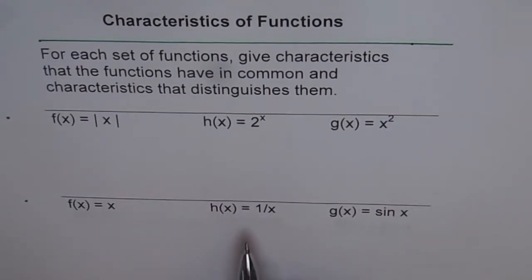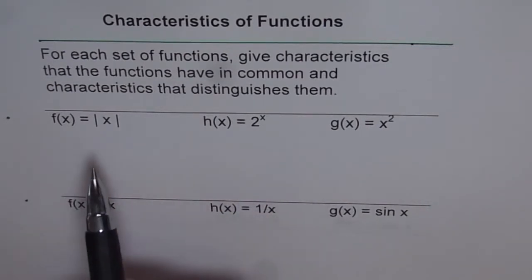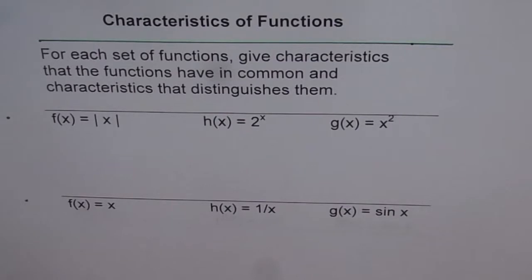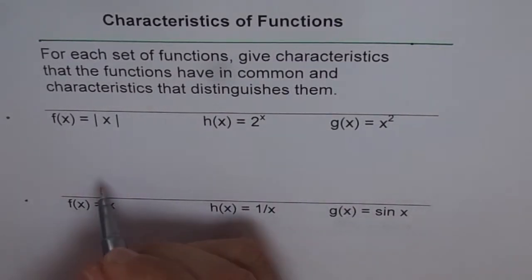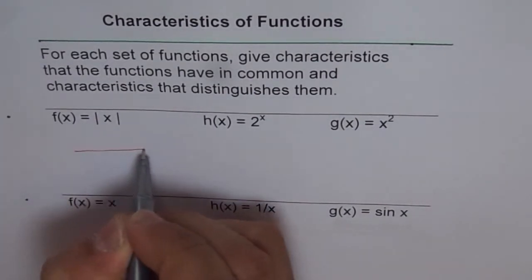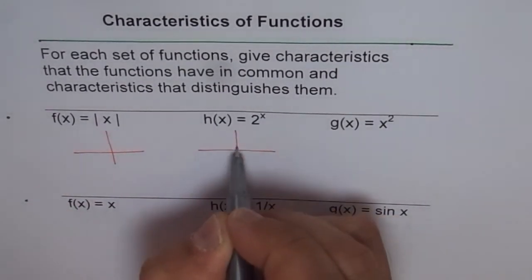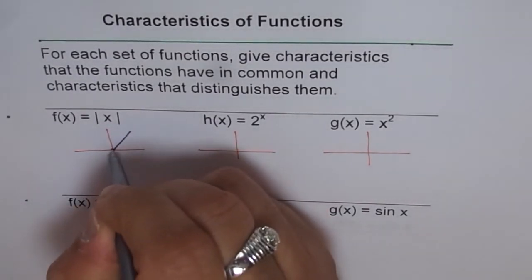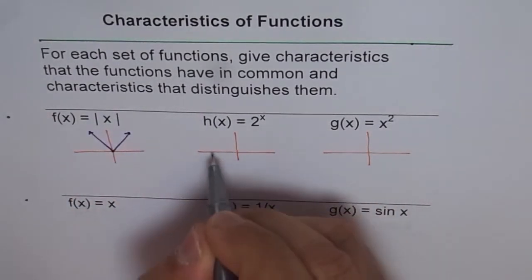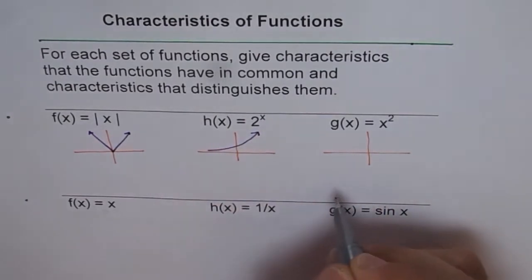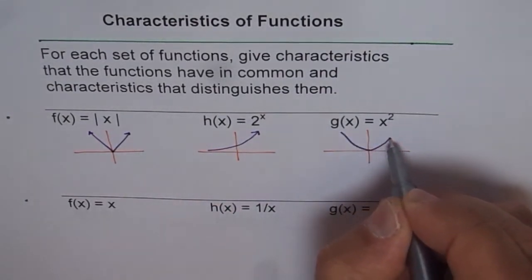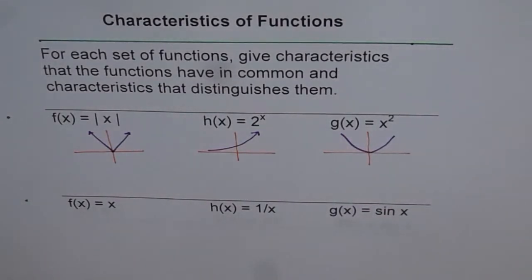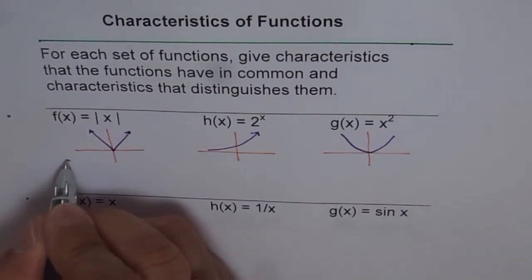Now what do you think is similar for all in the first set, that is absolute function, the exponential function, and the quadratic function? Let me first sketch them, so that it becomes easier for us to analyze, right? So we'll sketch them first. Absolute function is like this. Exponential function is like this, right? And parabola is like this. Now how are they similar? Once you sketch them, it becomes easier, right? So similarities we can write now. So how are they similar?